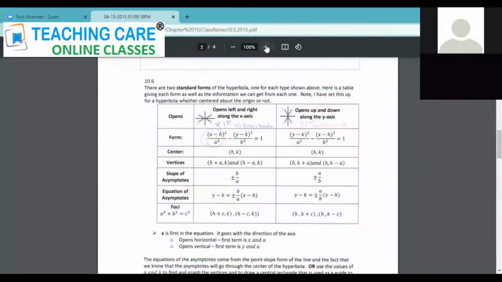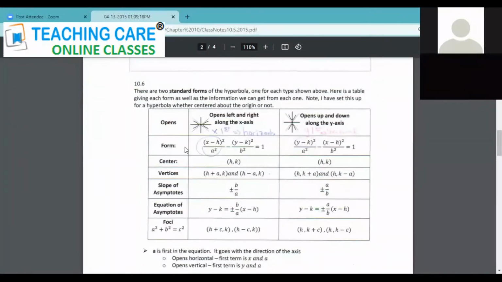Okay, I'm just matching. See, first one, when I'm going to have it towards the horizontal axis, it is x minus h the whole squared over a squared minus y minus k the whole squared over b squared equal to 1. So the hyperbola will be opening this side, left and right. Okay, so that is for horizontal.